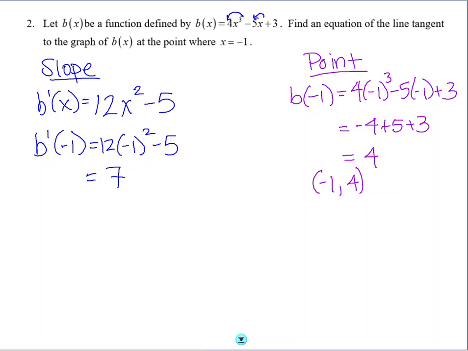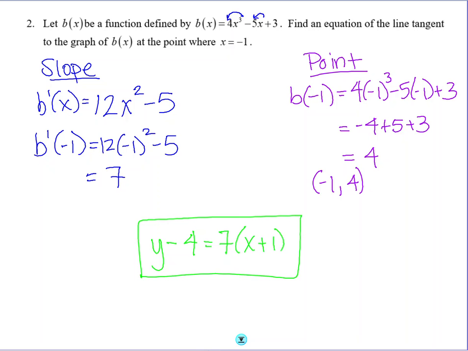Then when I write my equation, I have y minus y1, which is the y-coordinate of my point, equals m, the slope, times x minus x1, which is the x-coordinate of my point. So I have x minus -1, or x plus 1. And that's the equation of my tangent line. Remember, it is totally acceptable to leave your equation in point-slope form. You do not need to rewrite it in slope-intercept form.